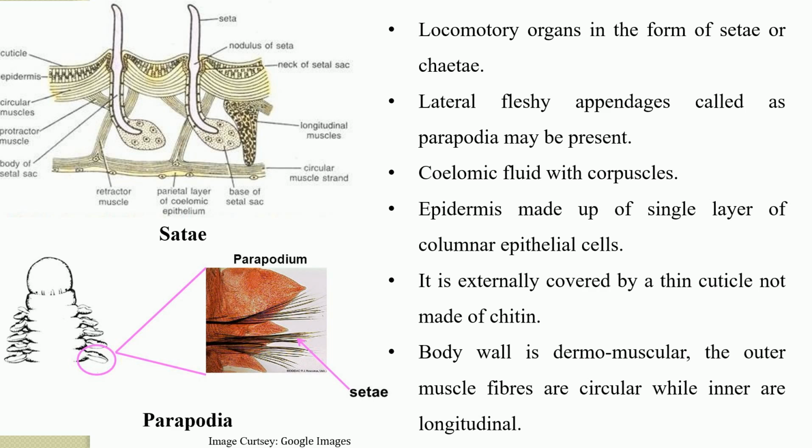The outer muscle fibers are circular while the inner are longitudinal. So here you can see the longitudinal muscle fiber, and these are the circular muscle fiber you will always find in the body wall. So they are provided with a dermomuscular skin, but their skin is made up of only a single layer. The outer muscle fibers are circular, while the inner ones are longitudinal. Here you can see the circular muscle fiber, and these are the longitudinal muscle fiber. They are provided beneath the body wall.